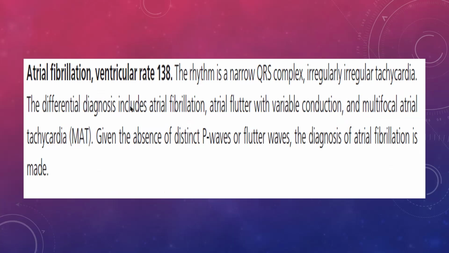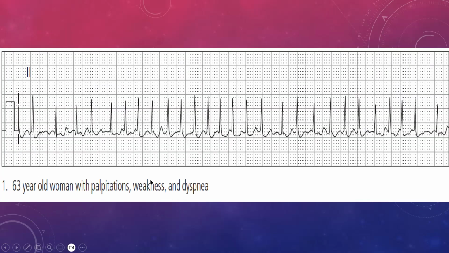And the differential diagnosis includes atrial fibrillation, atrial flutter with variable conduction, but that's something a bit more in depth, and multifocal atrial tachycardia. But given the absence of distinct P waves or flutter waves, which is something hopefully we'll see in the future, the diagnosis of atrial fibrillation is the most common one. That would be the one that comes up over here. So I just want to go back and give you a look.